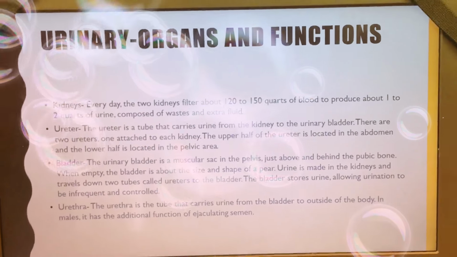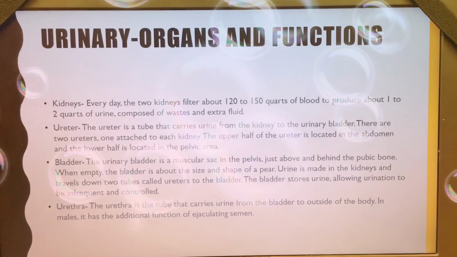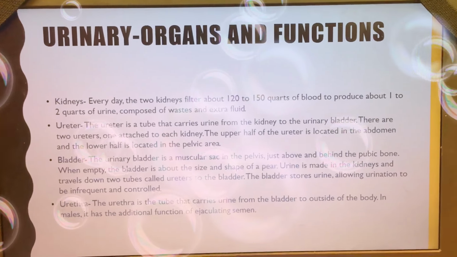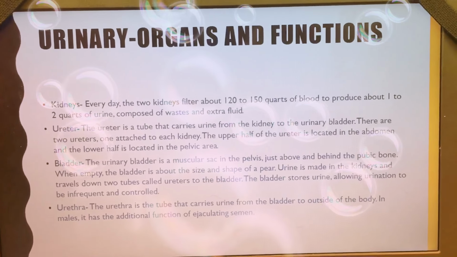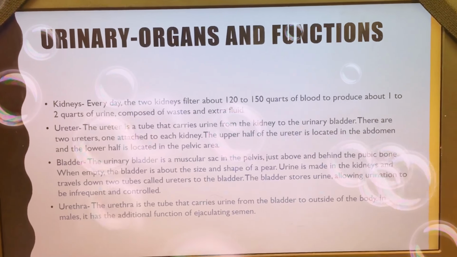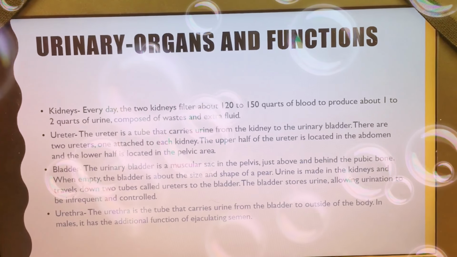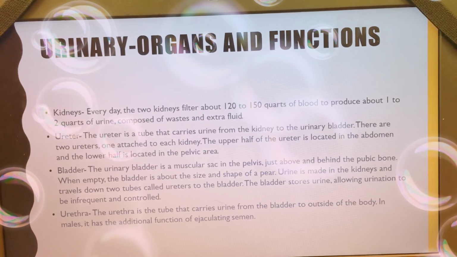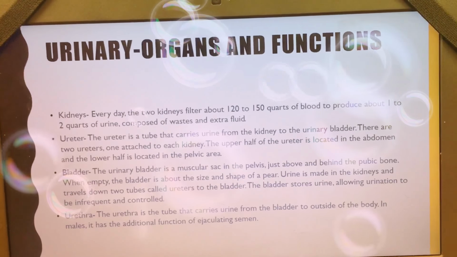There's the urinary system with its organs and functions. The kidneys: every day the two kidneys filter about 120 to 150 quarts of blood to produce about 1 to 2 quarts of urine, composed of waste and extra fluid. The ureter is a tube that carries urine from the kidney to the urinary bladder. There are two ureters, one attached to each kidney. The upper half of the ureter is located in the abdomen, and the lower half is located in the pelvis area.